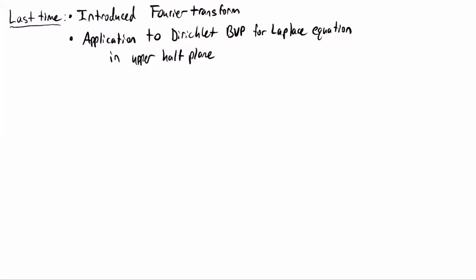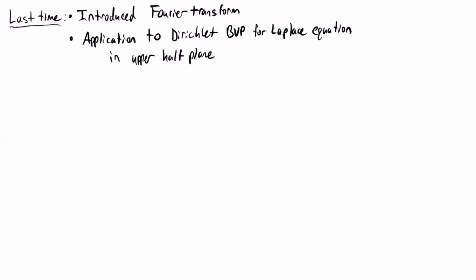Okay, so last time, remember, we introduced the theory of the Fourier transform, and then after discussing some properties of this tool, we began discussing how we can use the Fourier transform to solve different partial differential equations, or at least how to use it to aid in the solution for various partial differential equations. And in particular, we looked at an application to the Dirichlet boundary value problem for Laplace's equation in the upper half plane. And so today I'm going to begin by elaborating a little bit more on this problem.